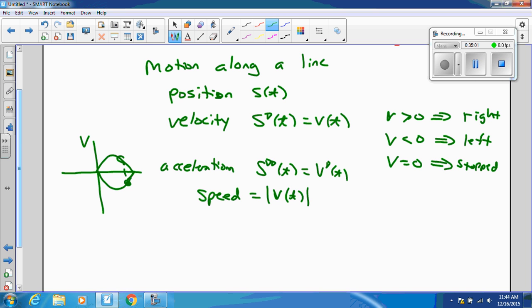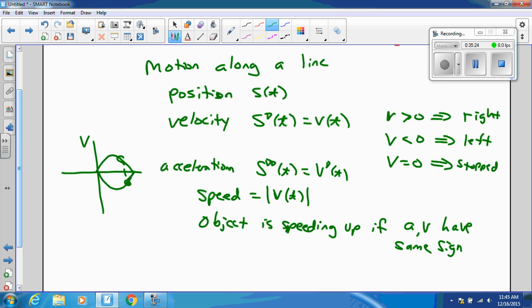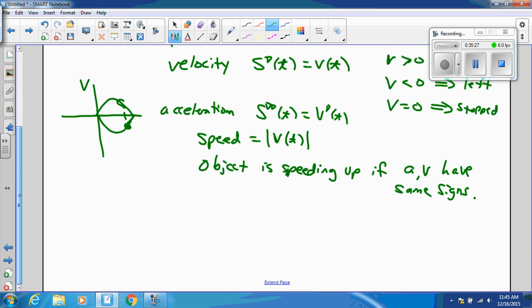So how do I tell if my speed is increasing? I look at the signs of both together. If my velocity and acceleration have the same sign, speeding up. And if they have opposite signs, slowing down. That's right. Acceleration and velocity have the same signs: the object is speeding up. Velocity and acceleration have opposite signs: the object is slowing down.